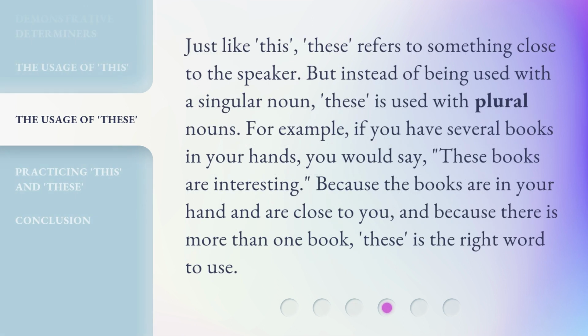Just like this, these refers to something close to the speaker. But instead of being used with a singular noun, these is used with plural nouns. For example, if you have several books in your hands, you would say, "These books are interesting." Because the books are in your hand and are close to you, and because there is more than one book, these is the right word to use.